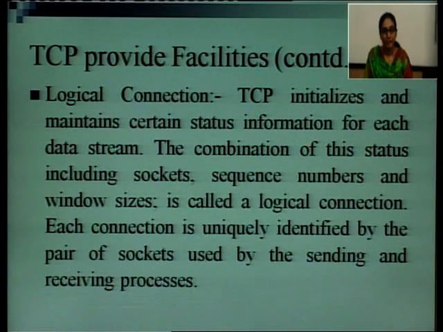Next is the logical connection. TCP initializes and maintains certain status information for each data stream. The combination of this status includes the sockets, sequence numbers and the window size, which is called the logical connection. Each connection is uniquely identified by the pair of sockets used by the sending and receiving process. So in TCP, we organize the information by using a logical connection which includes the socket, sequence numbers and the window size.